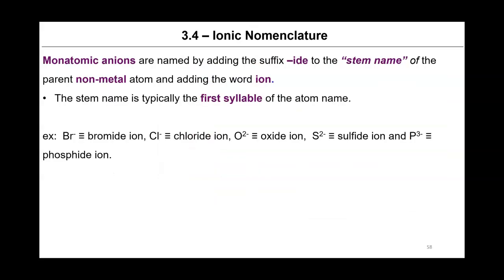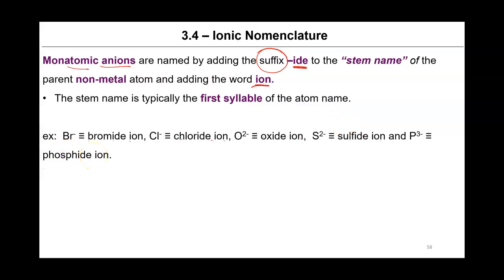So we know how to name cations now, but how about naming monatomic anions? And this is a pretty easy process. We take the first syllable of the element's name that's forming the anion, and then we just add the letters IDE to the end, followed by the word ion. So we're going to end up with things like bromide ion, chloride ion, oxide ion, sulfide ion, phosphide ion, etc.